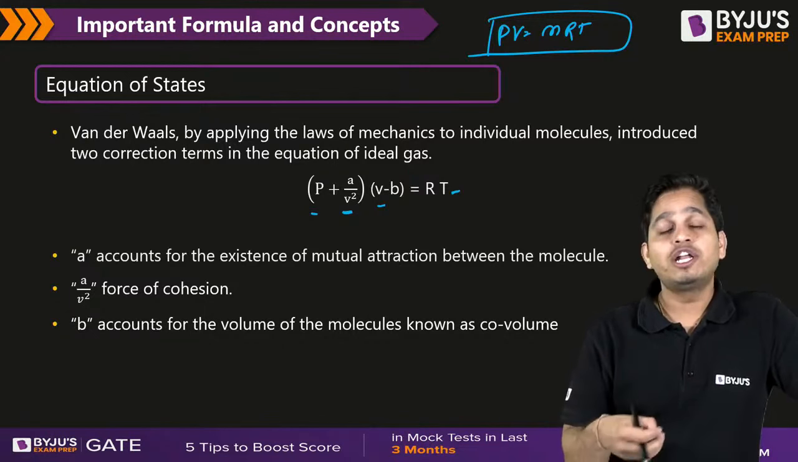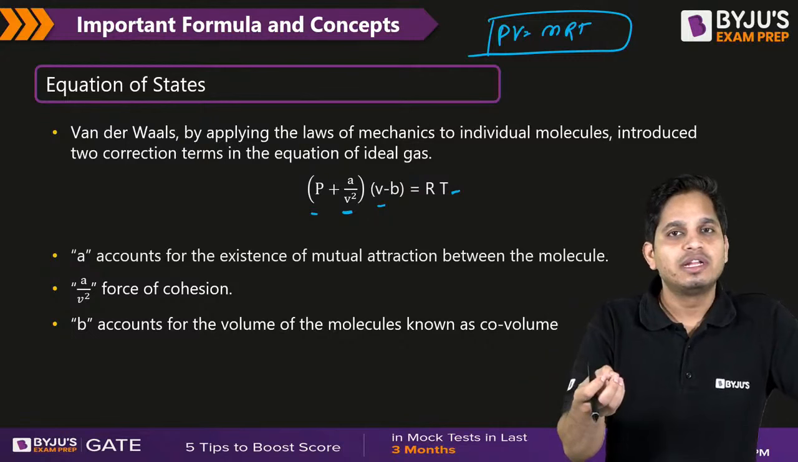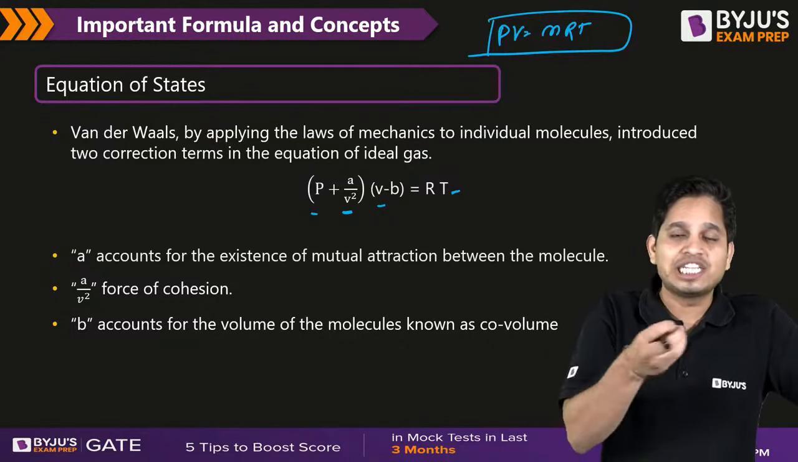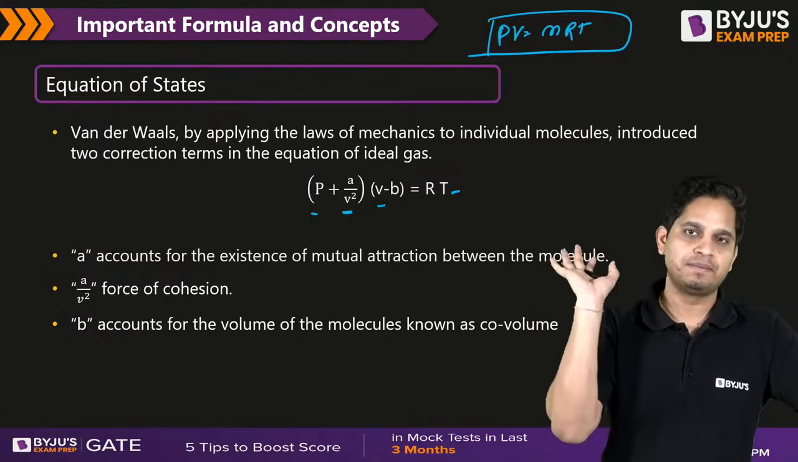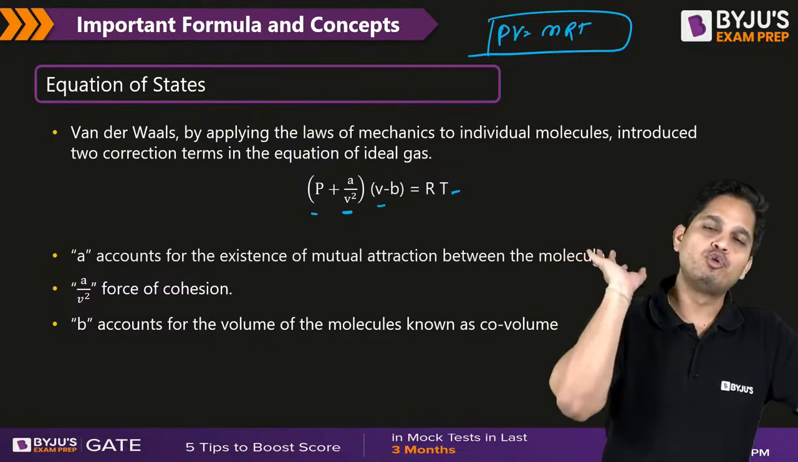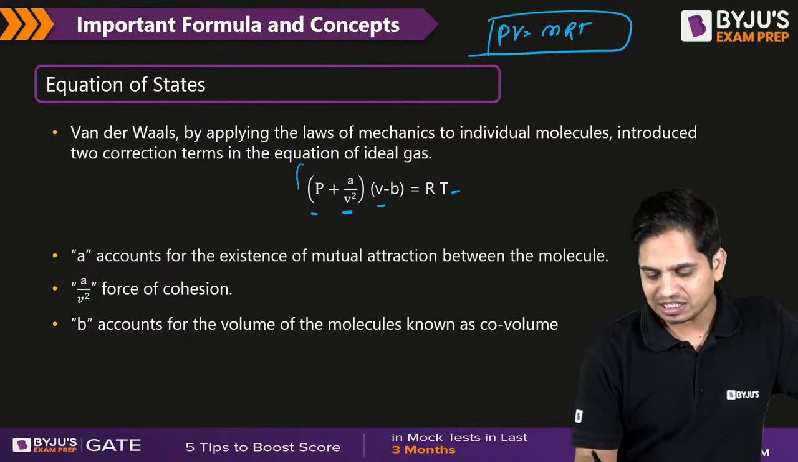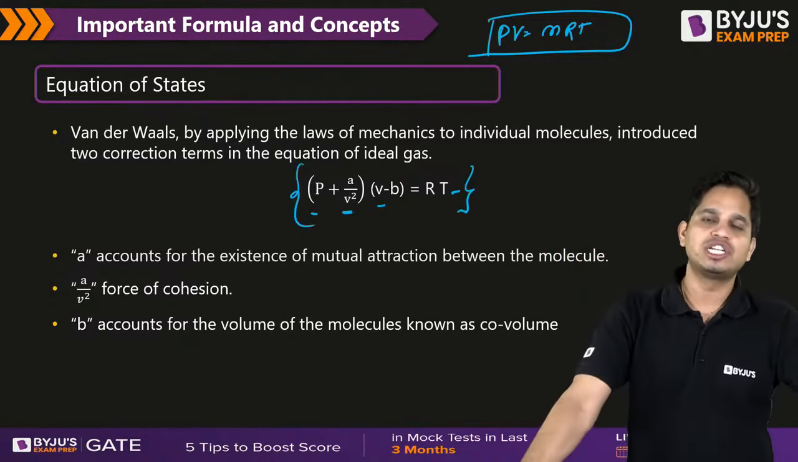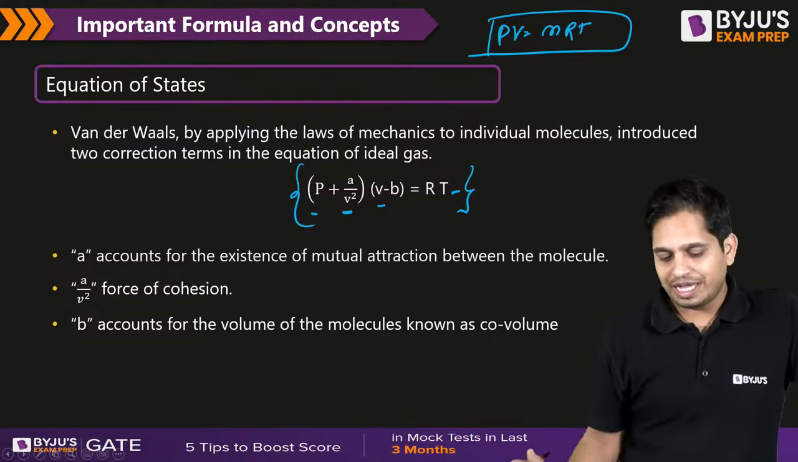If they do not want you to use the ideal gas equation, then they will give you a relation between pressure, volume and temperature. You have to use that relation. But just for your convenience, at least remember the van der Waals equation. Okay. So then you will use this.